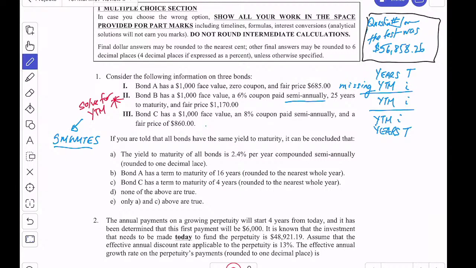Okay, so for this problem, you have to solve for the semi-annual rate.